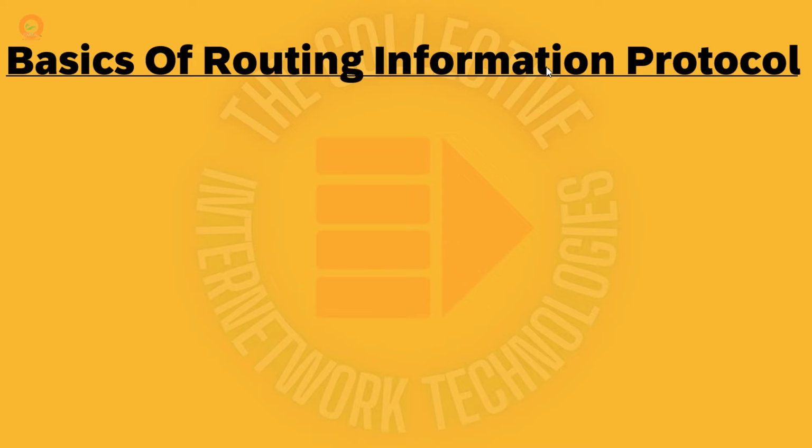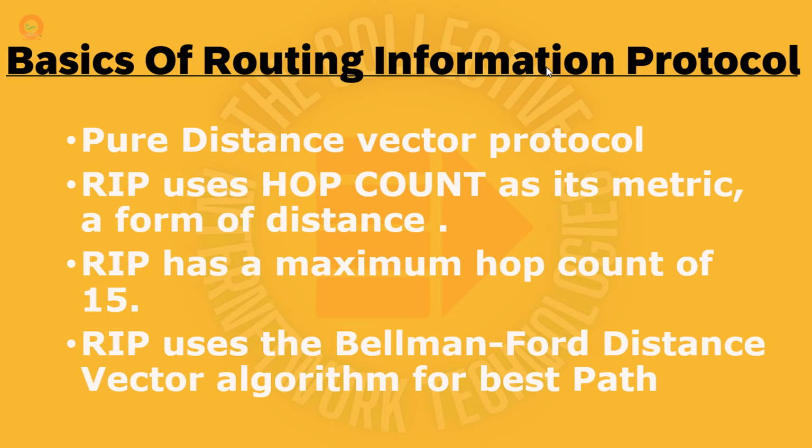Let's say a particular destination is reachable from 6 different paths, meaning those 6 different paths have equal hop counts to reach that destination. In this scenario, RIP will select up to 4 paths and perform round robin to load balance the traffic.